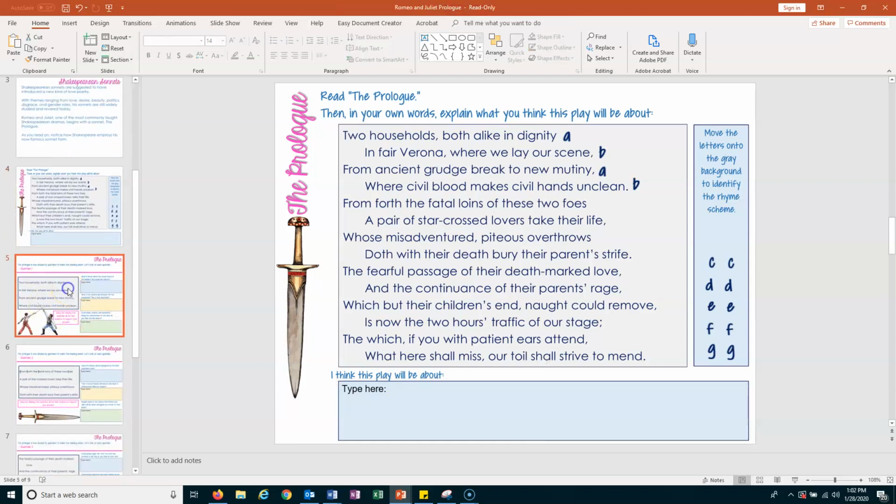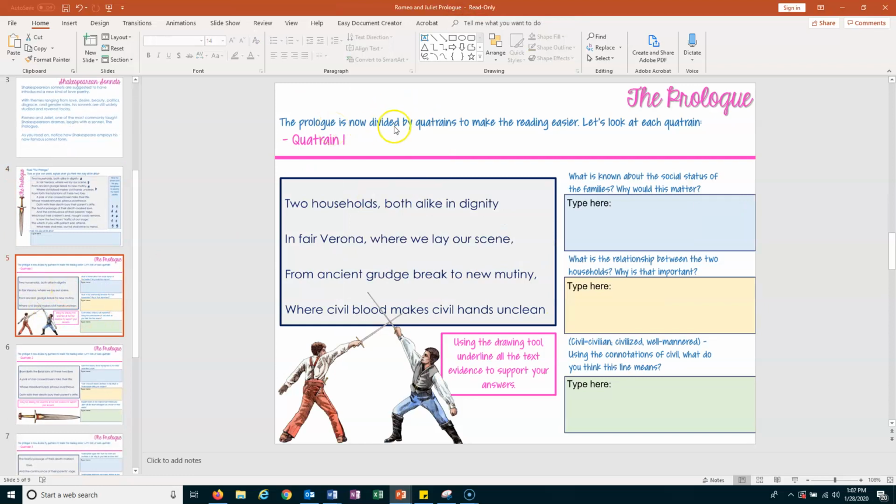If we look down at the next one, the prologue is now divided into quatrains. Quatrain means four, right? So quadruple, you're thinking four, to make it easier for reading. If we look at quatrain one and at what the information is saying, you're going to read this. Using the drawing tools, underline all of the text that supports evidence to support your answers. As you're answering across the back here, you're going to be answering those.